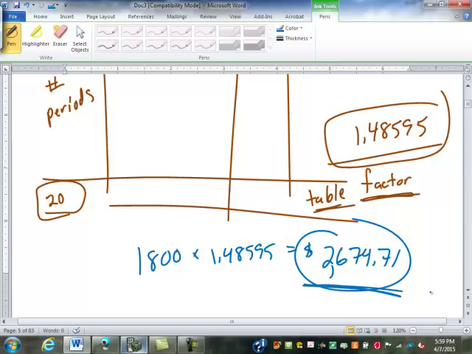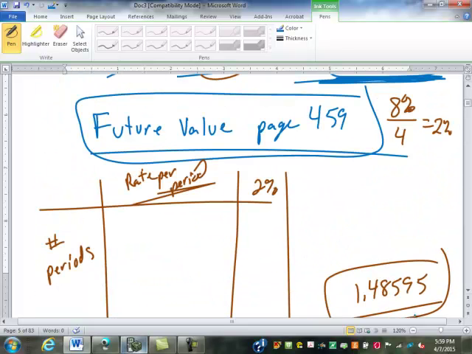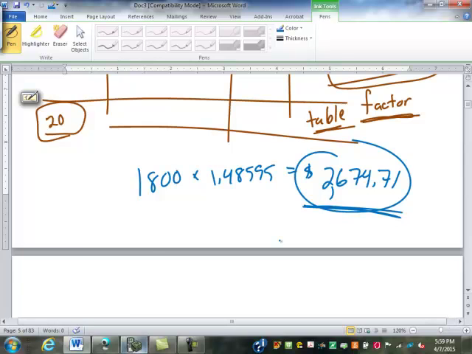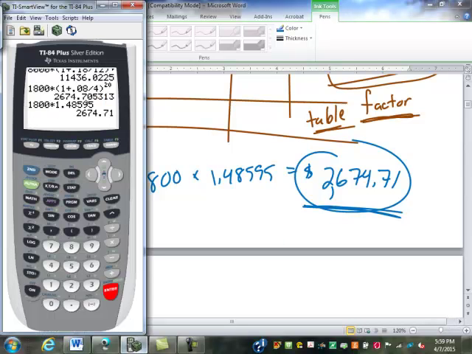Personally, I hate the table, for a couple of reasons. One is I never have the tables with me. I always have something, even if I just pull it up on my cell phone, that can be used as a calculator almost all the time. So using the formula is so easy, why would I mess around with the table? The second reason is this table value is rounded off. When we calculated this up here, remember this was actually 2674.705. So if you get into some larger numbers, that round off value in the table gets to be significant. You can be off by 10, 15 cents.